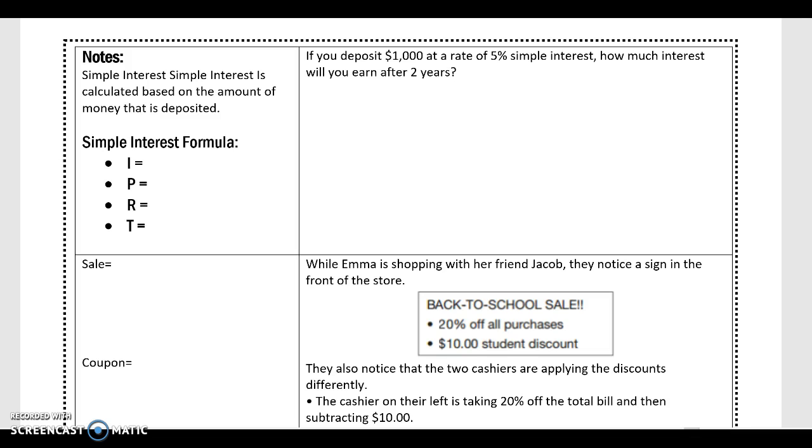All right, so let's talk about interest. So simple interest, this formula is on your formula chart. So for simple interest, we have interest equals principal times rate times time. So I is interest, P is principal. So principal is going to be the starting money amount, okay? Rate, R is rate, and rate must be in decimal form.